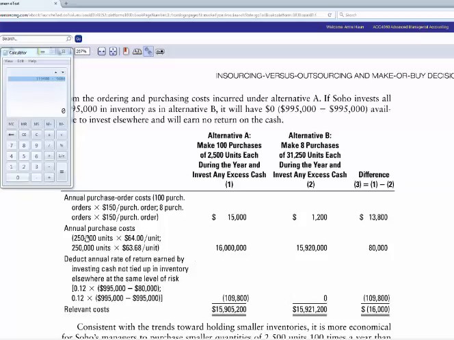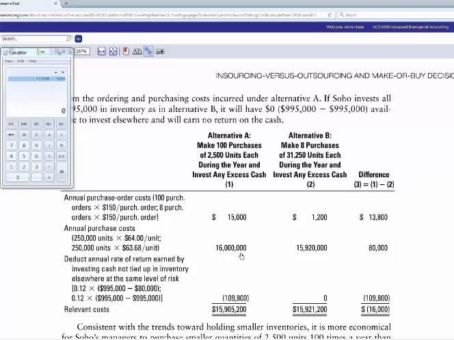In regards to the cost per unit, again, if we go under Plan A, they don't give us a discount. We're only buying these in batches of 2,500 units. We're going to pay $64 per unit, $64 per unit for 250,000 units in a year, which means our total cost to purchase that inventory is $16 million.